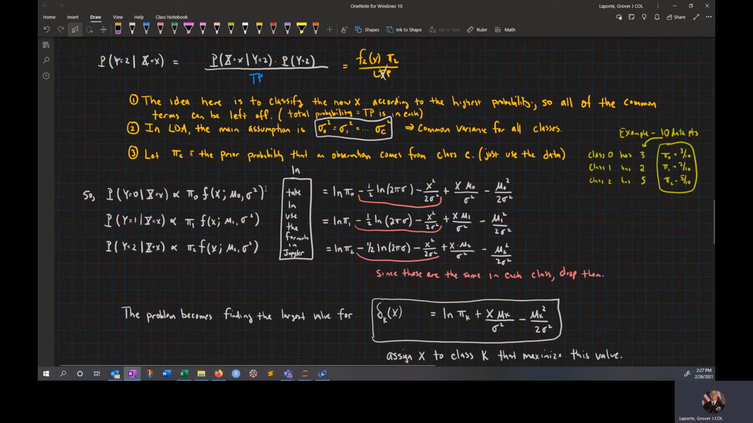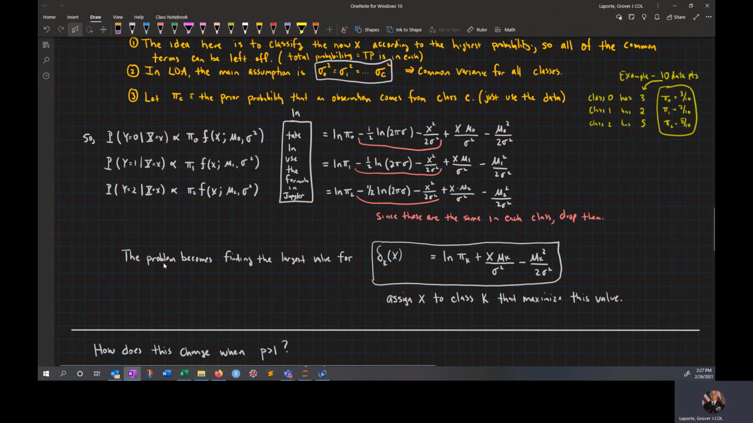If you drop those, now the problem becomes finding the largest value between these three, or K classes, however many you've got. This thing in the book, this little delta K, becomes the natural log of pi K, plus x times mu K over sigma squared, minus the mu K squared term. So you get this little formula, and you assign x to the class K that maximizes this value. Very simple idea, but again, it took a little bit of math to get there, and sort of understanding that the ordering doesn't change based on getting rid of some things.